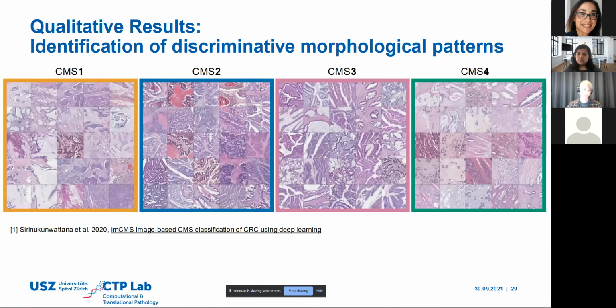So what is interesting with this tile-level mapping is that we can also investigate what type of morphologies were used to make a prediction. And in an original study on this topic, pathologists were able to confirm the existence of very specific patterns associated to those classes that they were familiar with, but that they didn't know could be associated to those subtypes.